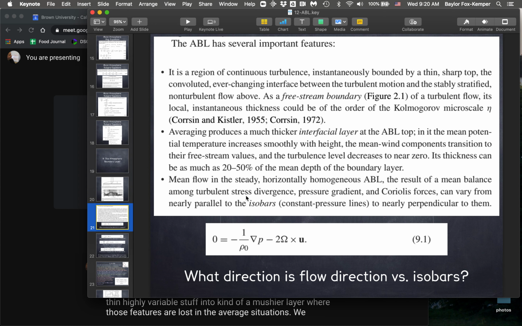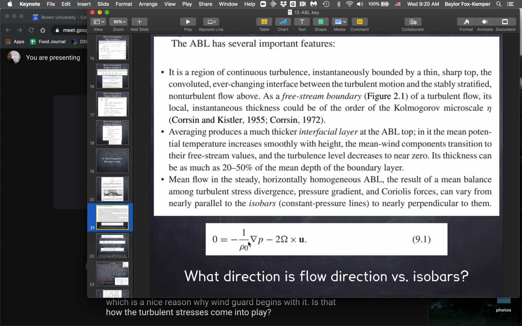One really interesting discussion to think about, and this touches on one of the homework problems that is coming, is what the direction of flow is within the boundary layer. This is maybe the cleanest example, which is a nice reason why Wyngaard begins with it, of how the turbulent stresses come into play.